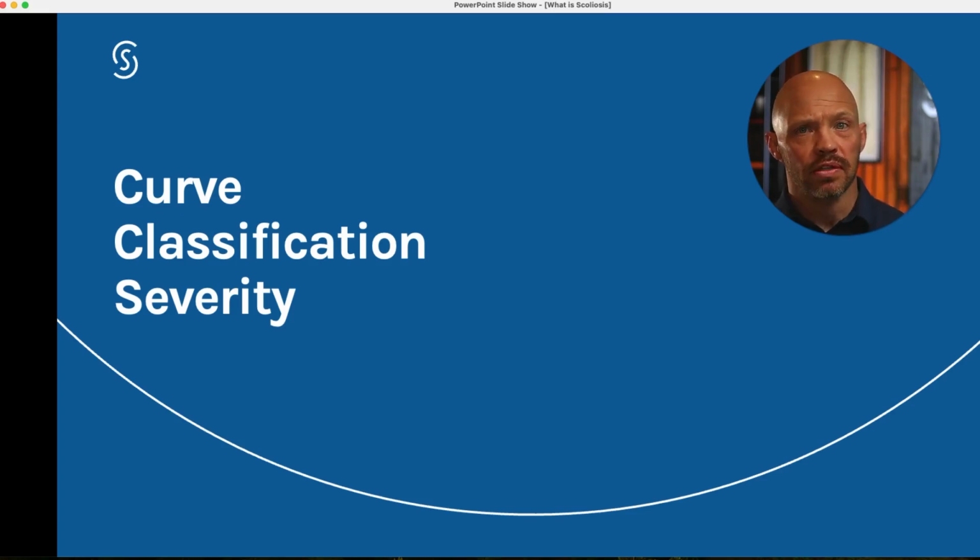Now, just because a curve is mild or moderate based on the size of the curve, that doesn't mean the curve is not a serious condition and doesn't have a high risk of progression. Because the other thing we have to look at when we're determining the risk of progression, one of those things is size, but also the age of the patient.